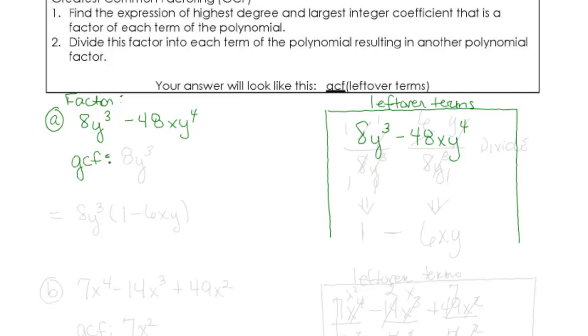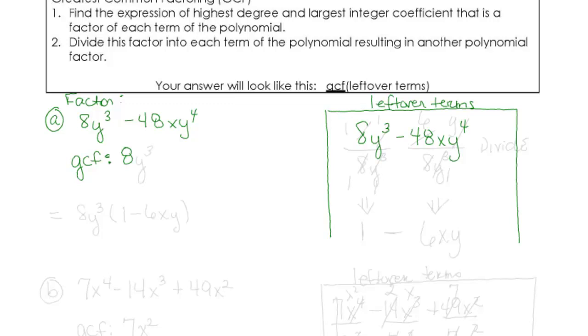So what will be the greatest common factor for 8 and 48? Let's do it in segments here. 2 is a common factor. 4 is a common factor, but it's not the greatest. So 8. Okay?